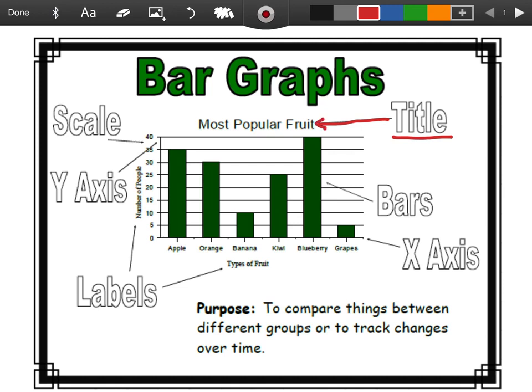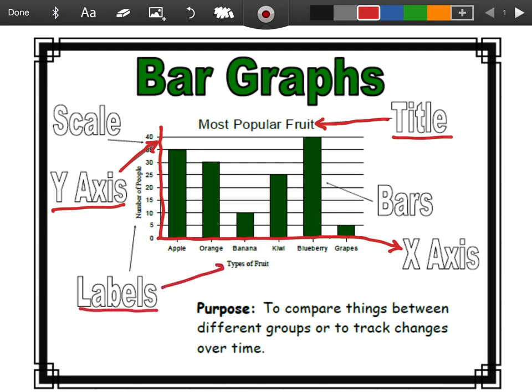So what does that mean? Well, I need to be able to see different things in my graph. So there's a couple different labels that have to be done besides my title. I'm going to have an x-axis, which is my horizontal, left and right. And then I have my vertical, which is my y-axis. You must have both. On each one, you must label.